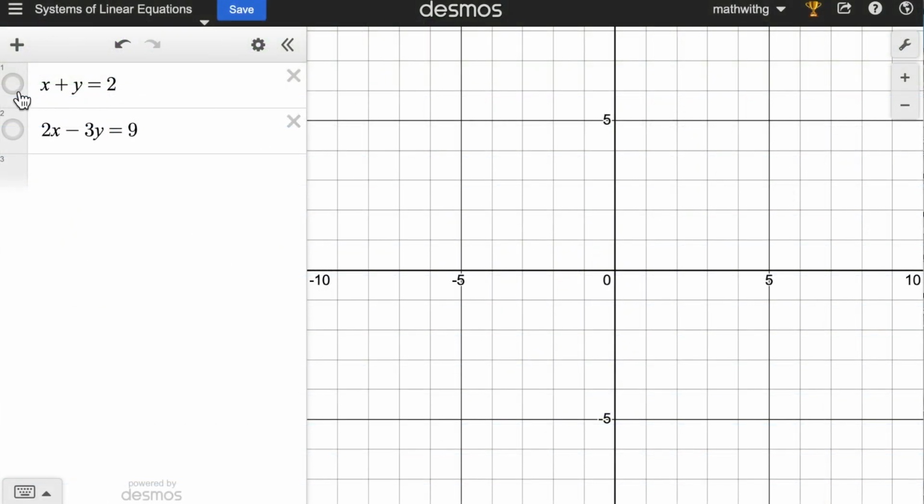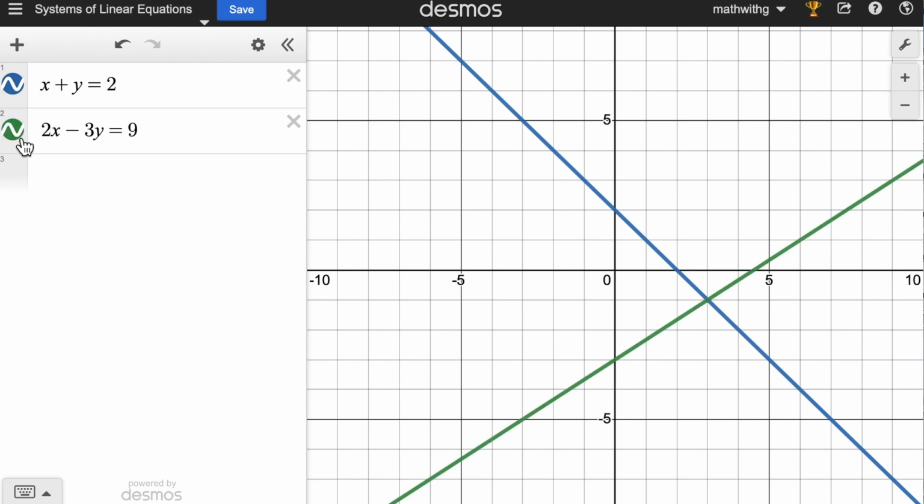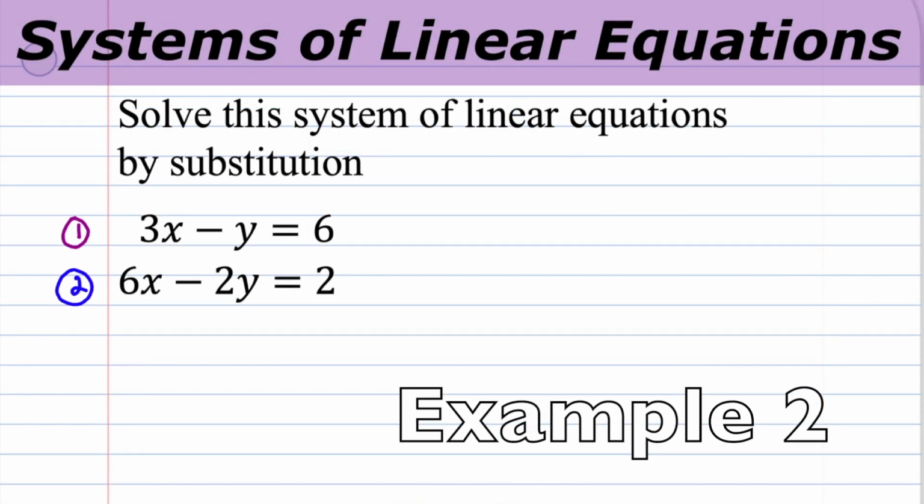In Desmos, x plus y equals 2 is blue. 2x minus 3y equals 9 is green. And the intersection is 3, negative 1. 2 equations, 2 unknowns, solved by substitution.